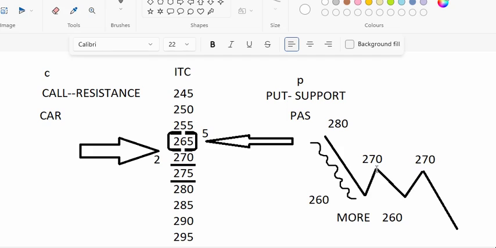270. And it also got reversed from there, because now 270 has more what?